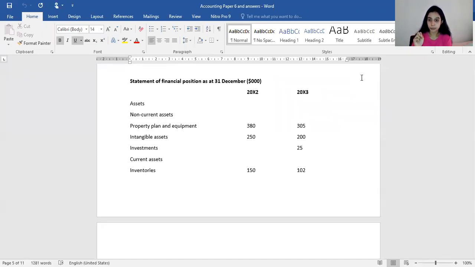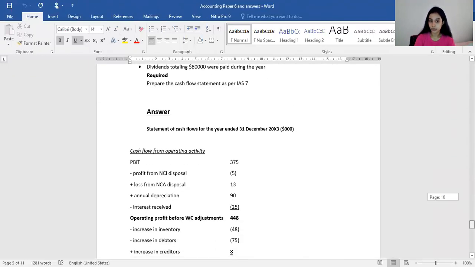So you can put this amount to a T account, you can put the cost, and you can put the cash proceeds, and you can identify any profit or loss. This profit or loss will have to be taken to the adjustments under the profit before interest and tax. Clearly mentioned, deduct profit from NCI non-current investment disposal 5. So this profit has been already added to the profit before interest and tax. So you have to deduct it to get it back to the cash figure.